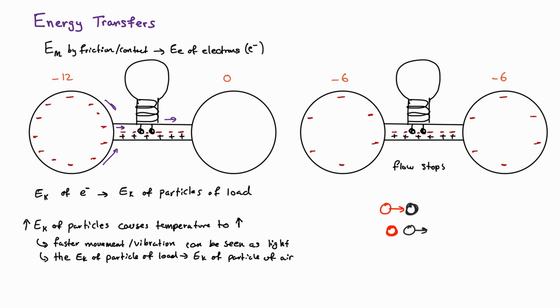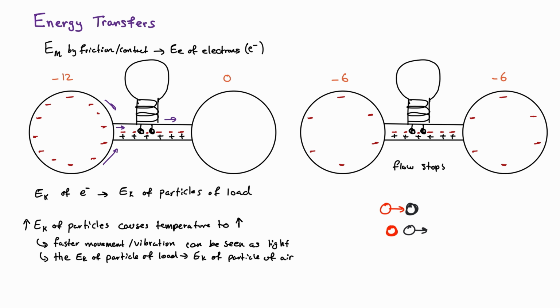So the kinetic energy of the load also goes to the air: as these particles start moving faster and faster, they can cause the particles in the air to move faster as well, transferring their energy there. And that is also something that you can feel as heat. But most of that energy, since the particles are vibrating, is coming from radiation. And that radiation can be seen in the form of visible light, or it can be felt as heat. So that is the big advantage of how we can use this electric potential energy and transfer it into some other form of energy.